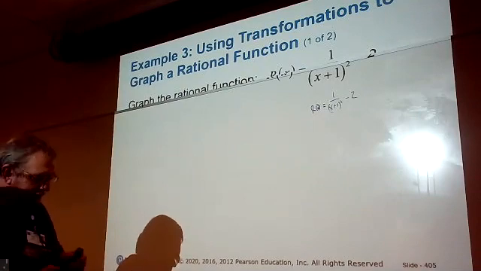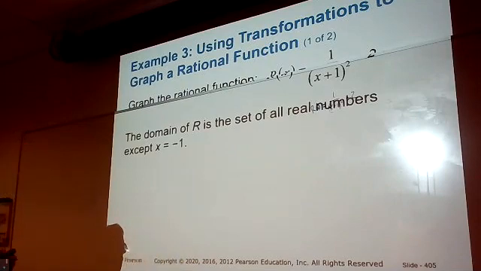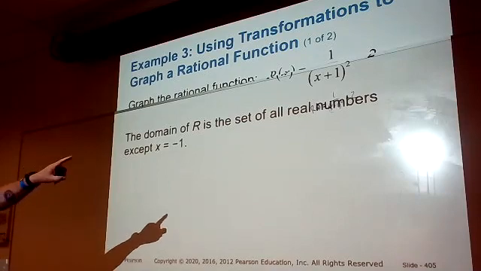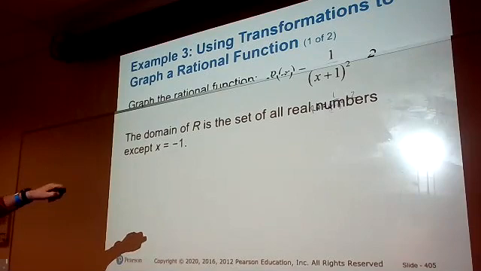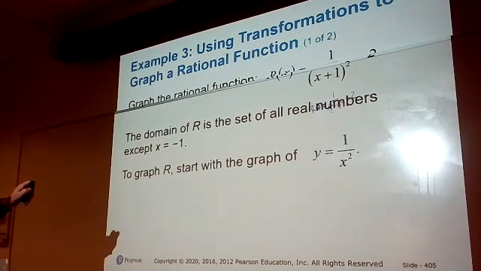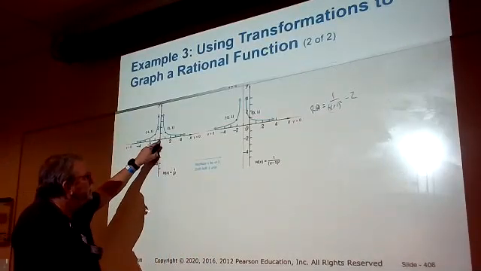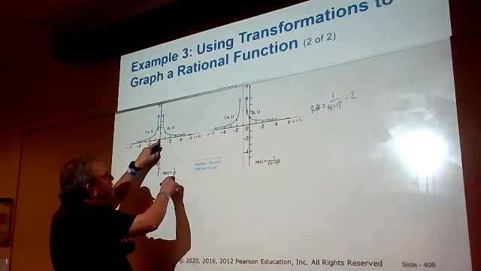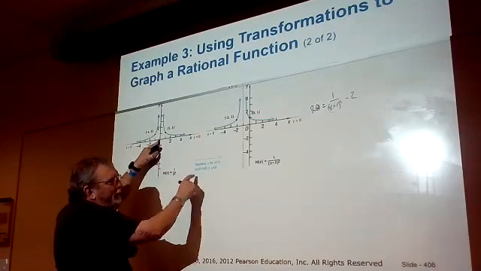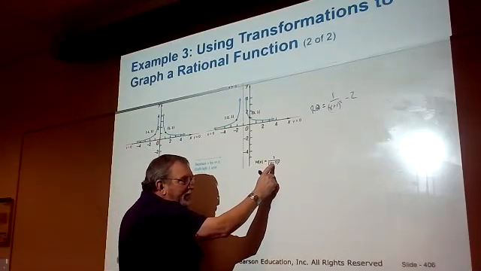Now, I always look to see what happens to my 0, 0. The domain is the set of all real numbers except for x equal to -1. So that means 0, 0 got moved over to -1, 0. So to start with, we start with this graph. And they have x plus 1, but this is a typo.